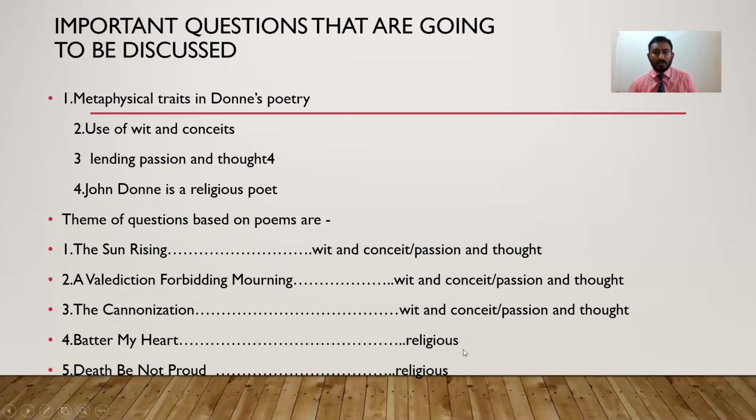Next one, Batter My Heart. Batter My Heart is a religious poem. If you get the question that considers John Donne as a religious poet, you can write the Holy Sonnets, but only two sonnets you will get, Batter My Heart and Death Be Not Proud. So here you can write Batter My Heart is a religious poem and Death Be Not Proud is also a religious poem. If you get the question, John Donne as a religious poet, you will discuss the two poems. Then your answer will be a proper one.